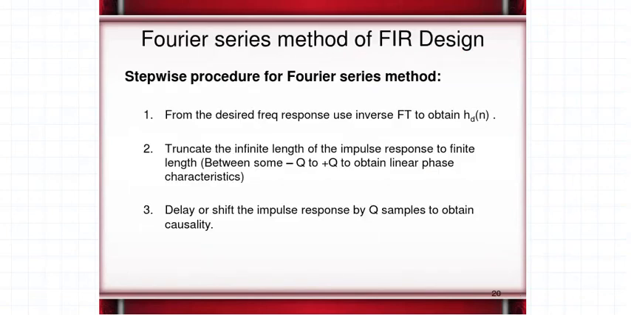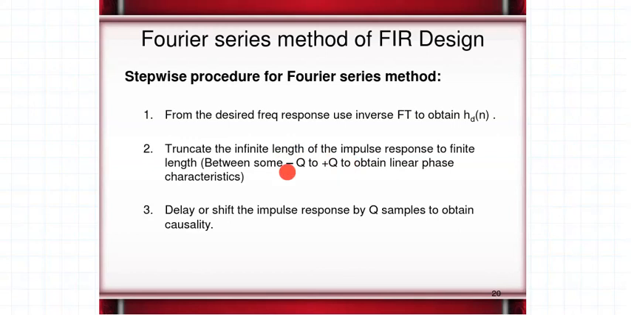So what is the procedure? Let us list out the procedure now. The procedure for designing by the Fourier series method basically involves, right? The first step is, from the desired frequency response, apply the inverse Fourier transform to get the impulse response hd(n). But what is your hd(n)? hd(n) is of infinite duration, and therefore in step 2 what do we do? We truncate that infinite length impulse response between minus q to some plus q number of samples.